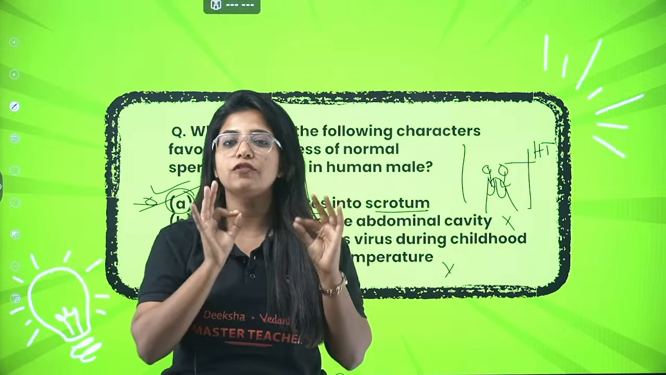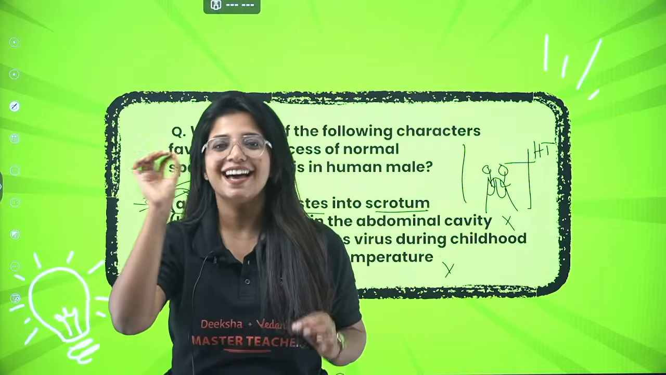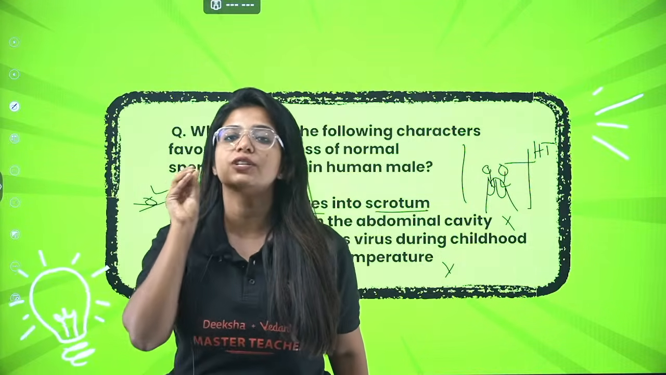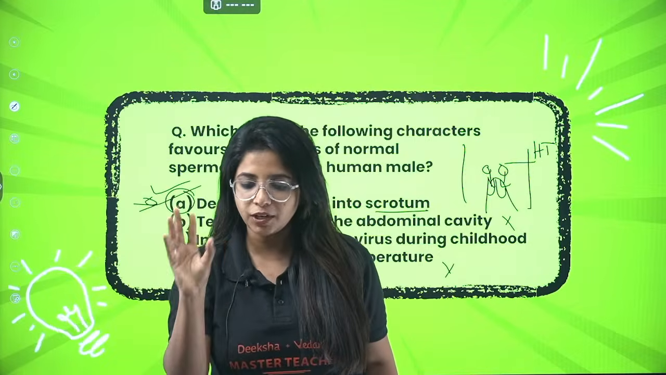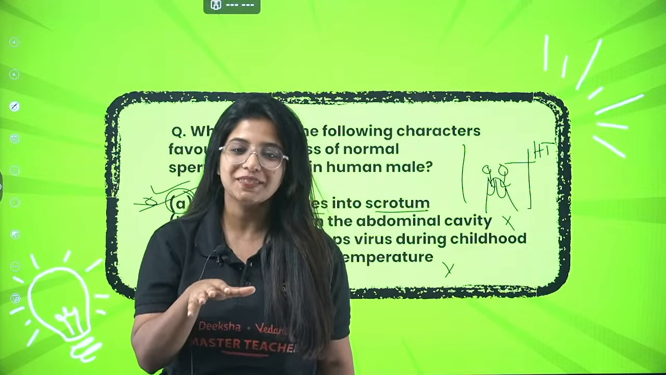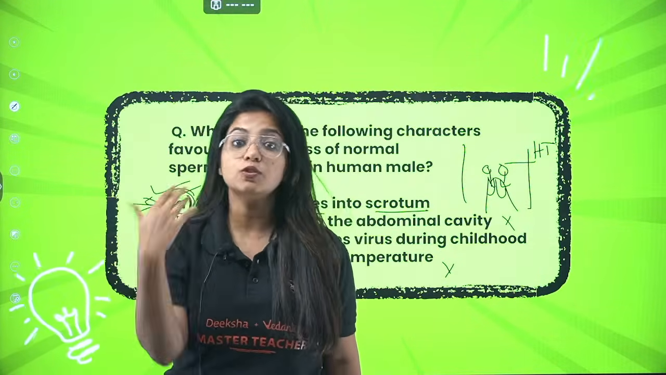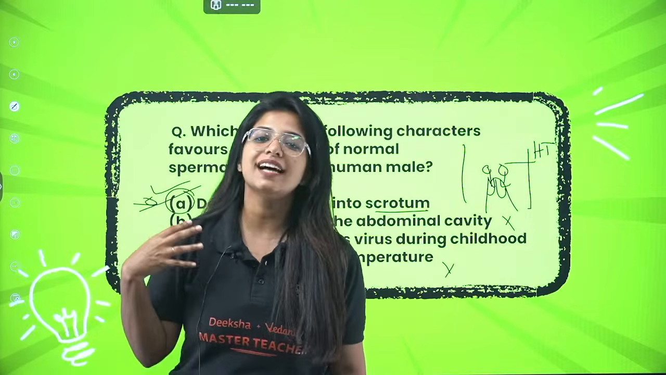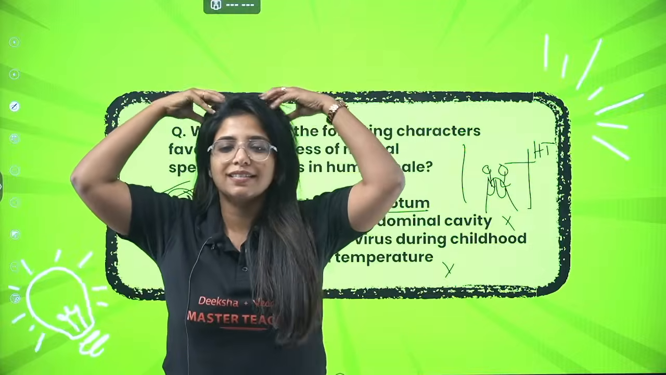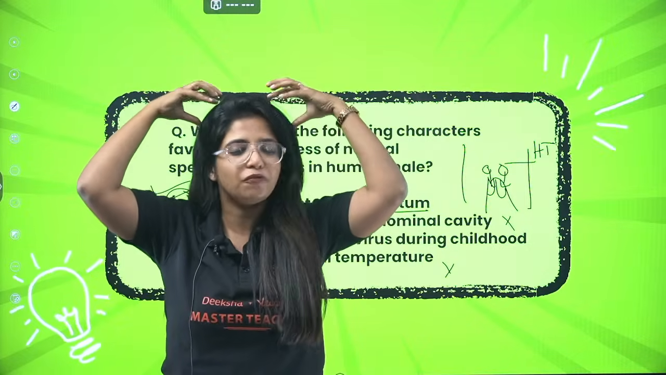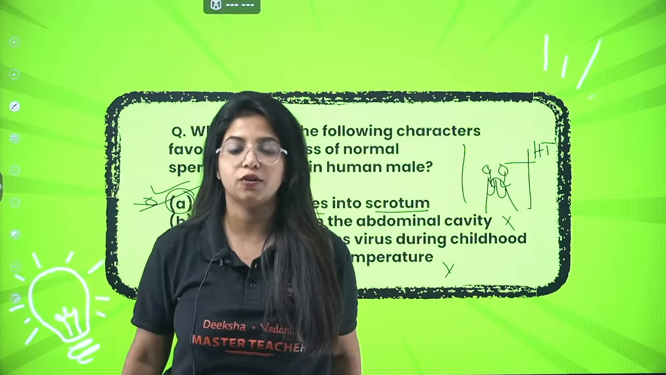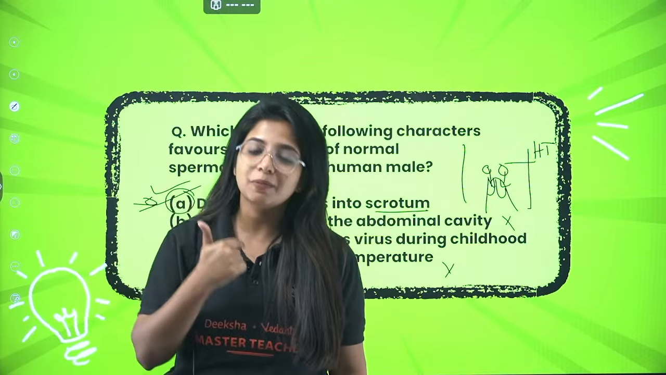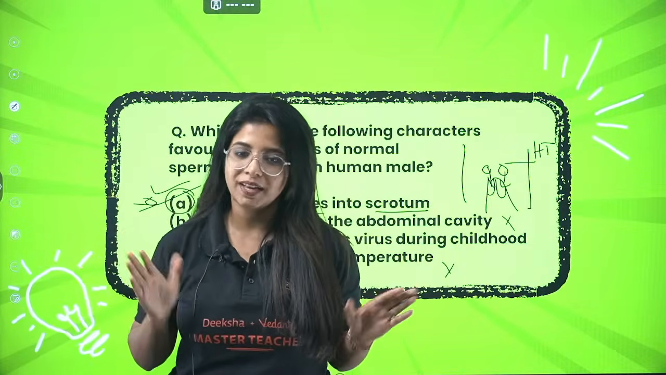Inside the testis, 250 testicular lobules. How many? 250. Under each lobule, you have 2 to 3 seminiferous tubules. Now, in the seminiferous tubules, what do you have? You have two cells. One is Sertoli cells and the other is spermatogonia. Sertoli cells nourish the spermatogonia, as if saying, you form sperms, no problem, I'll take care of you. So Sertoli cells are for nourishment of the spermatogonia. The spermatogonia forms the sperms. So that is the role.